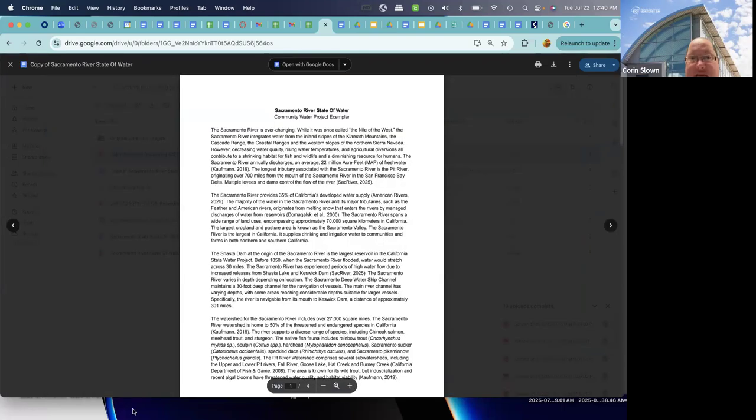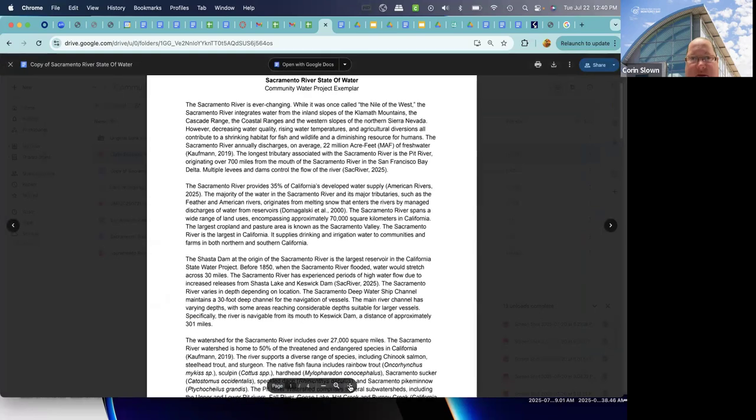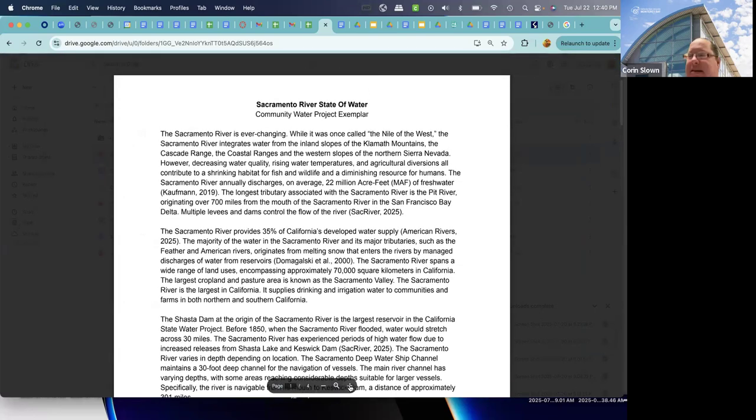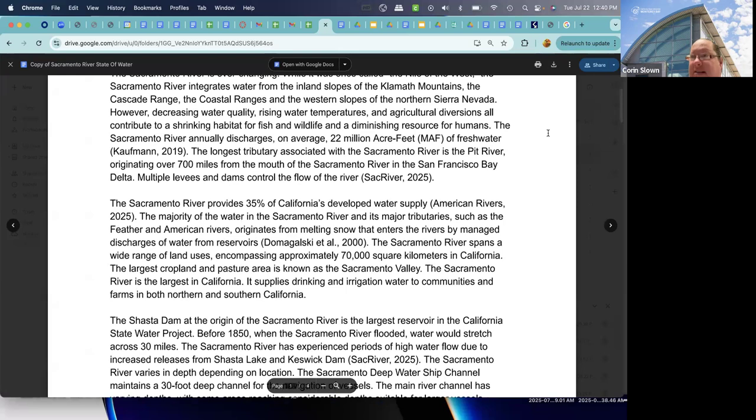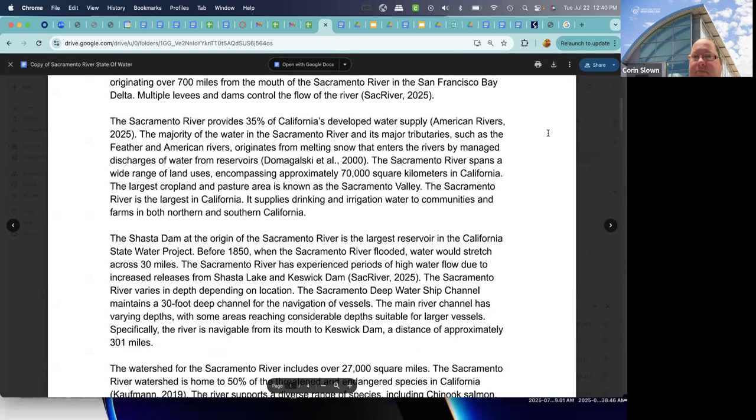Okay, so the next piece is the state of water. This is an assignment that asks you to take knowledge from reliable or valid sources and integrate that to talk about the current state of water. So I was looking at the Sacramento River. There are a couple of pieces that I did here in my state of water. I talk about the actual volume. So what's its discharge? I also think about what feeds into it or what it feeds. I talk about what the water is used for and who uses that water, and maybe some of the uses.